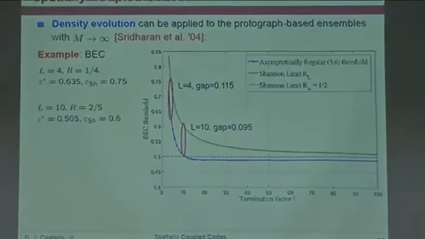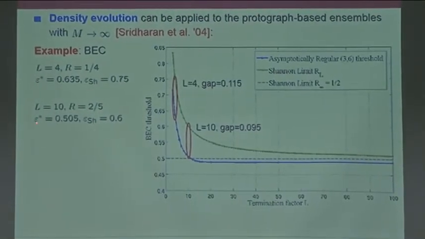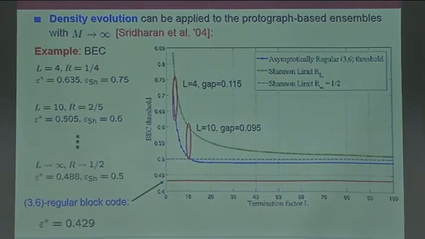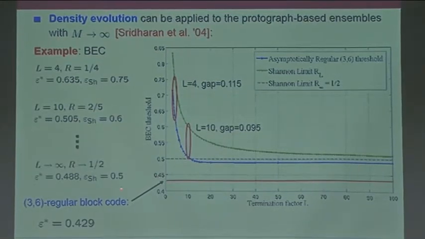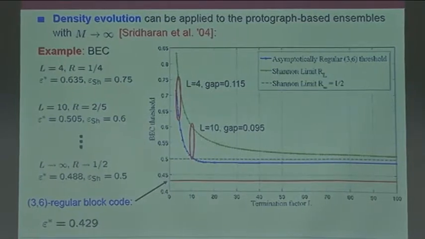As you go to L equal 10, you get rate up to 2/5, and the threshold is 0.505. The Shannon limit is 0.6, so it's still not that close. But as L goes to infinity, the threshold is 0.488. We've seen this number before, and the Shannon limit is 0.5. Once it gets below 0.5, after about L equal 20, it just stays constant. And there's essentially no rate loss after that either, because you're so close to a half.